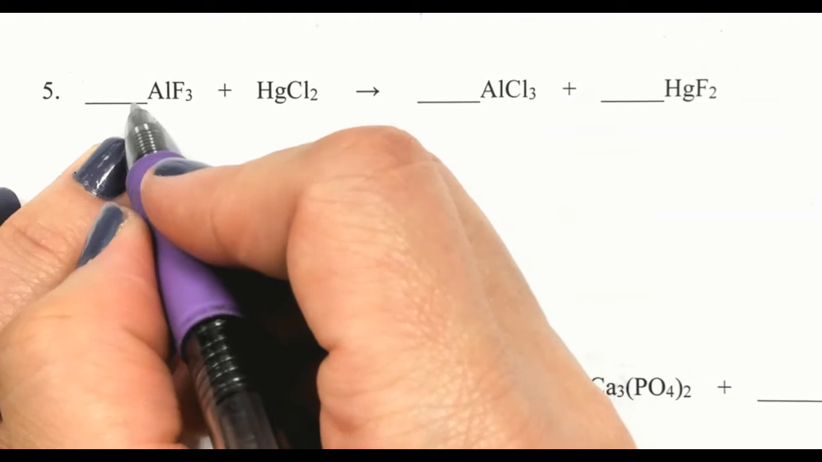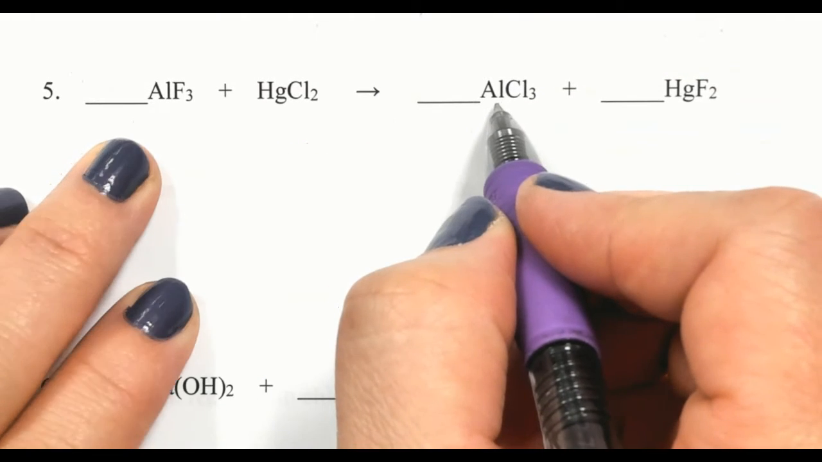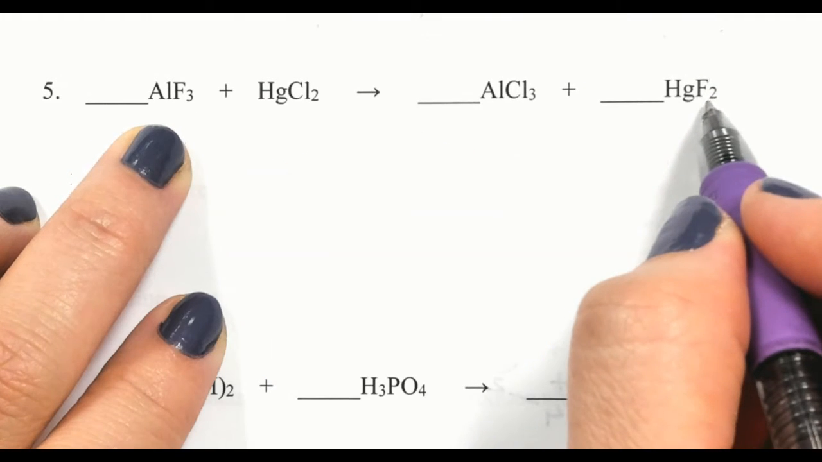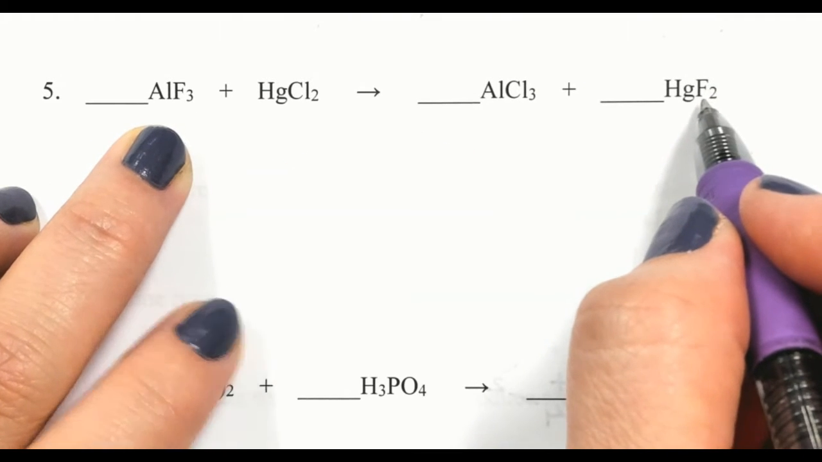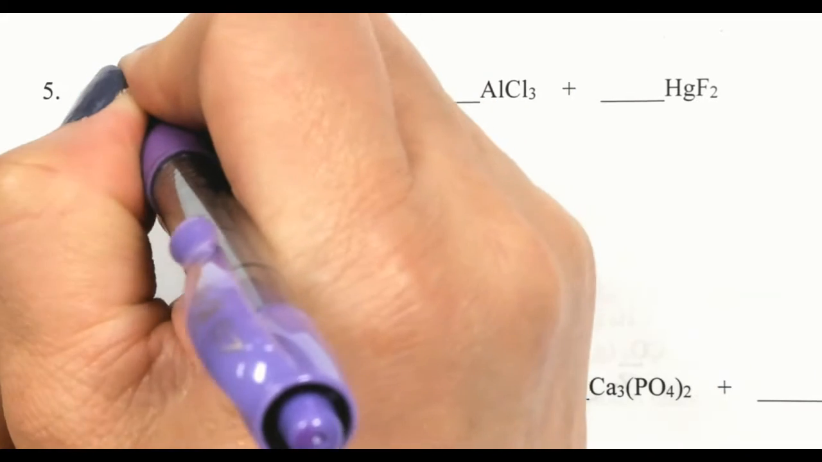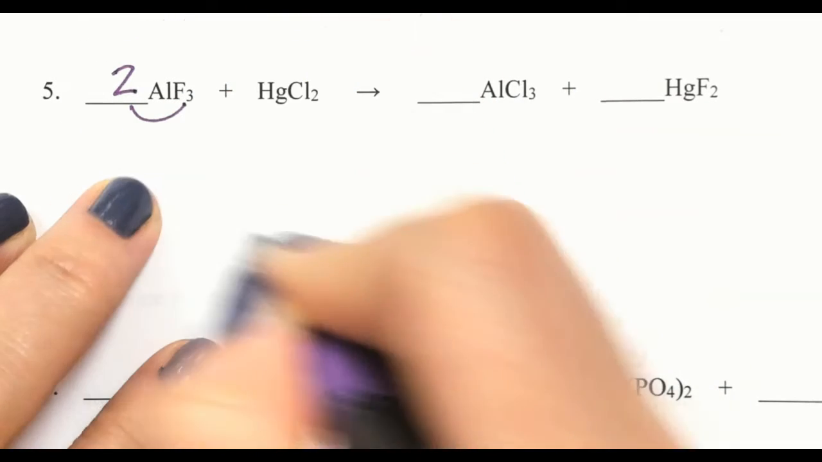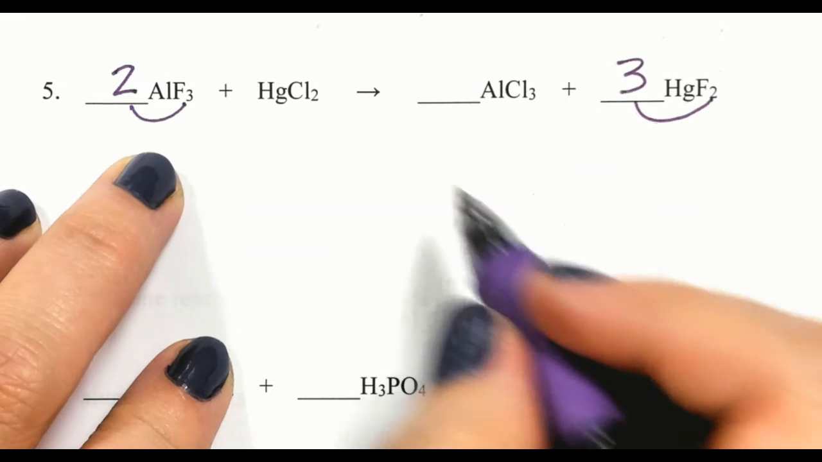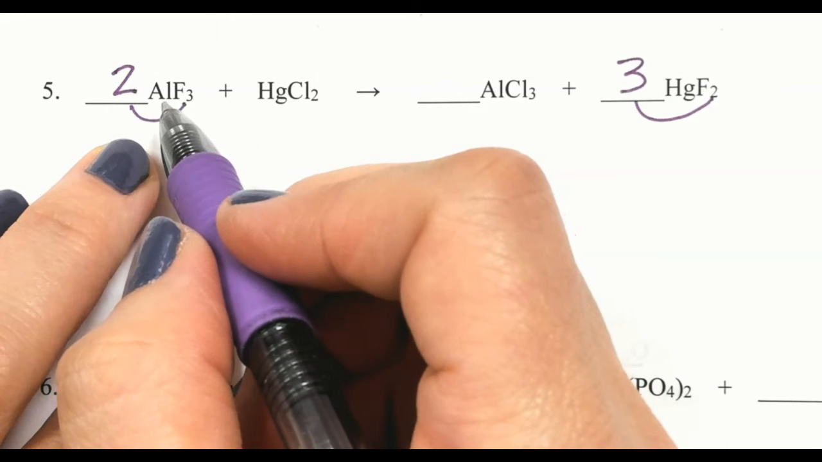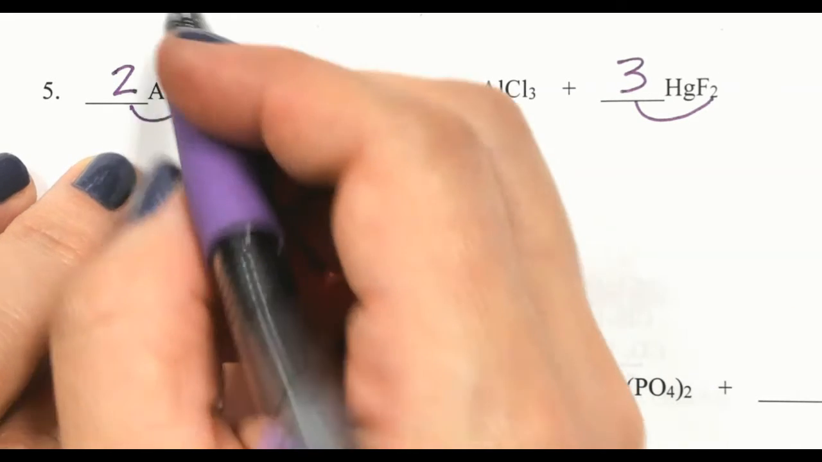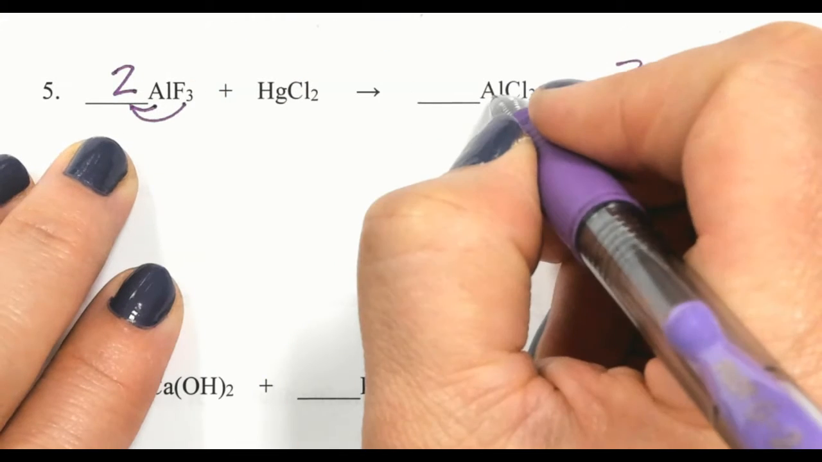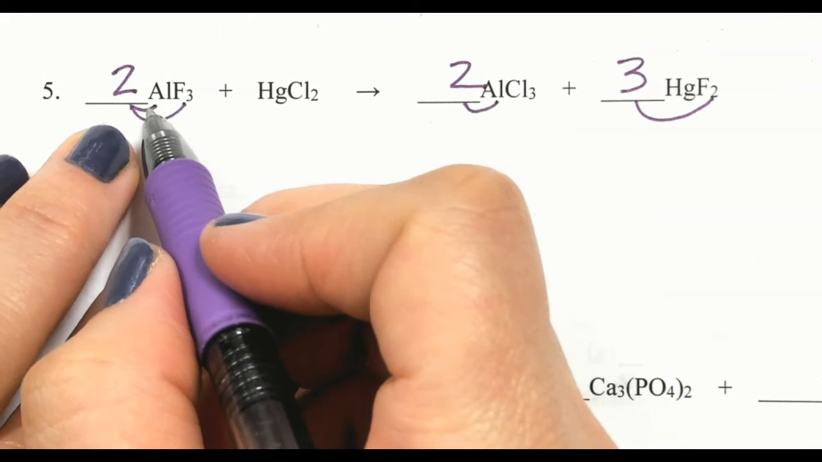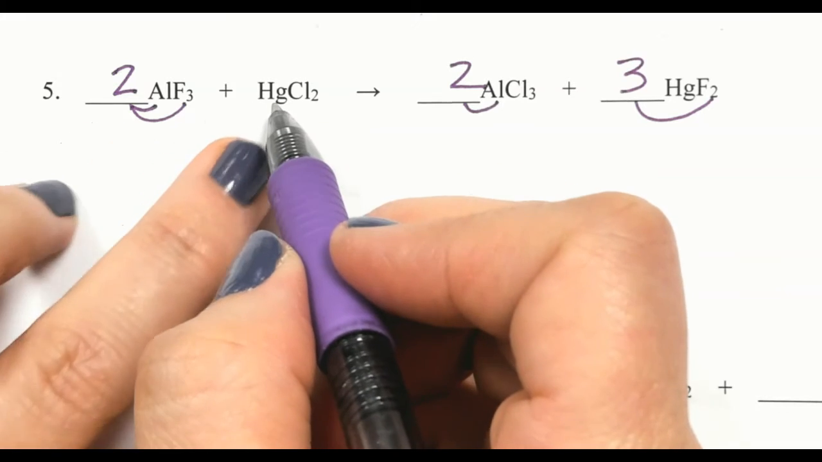Here, I'm going to have 1 aluminum on the left, 1 on the right. Check. 3 fluorines on the left, 2 fluorines on the right. So let's make them equal to 6. So we're going to have a 2 here because 2 times 3 is 6, and a 3 here because 3 times 2 is 6. This has modified my aluminum, which I had already balanced, so let me go back and fix it. I have 2 aluminum on the left, so now I need 2 aluminums on the right. So aluminums check, fluorines check.